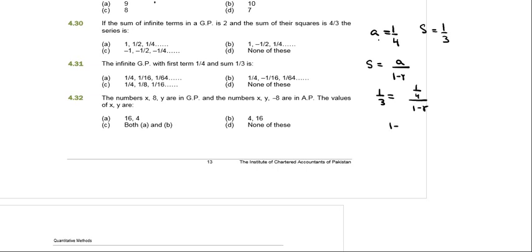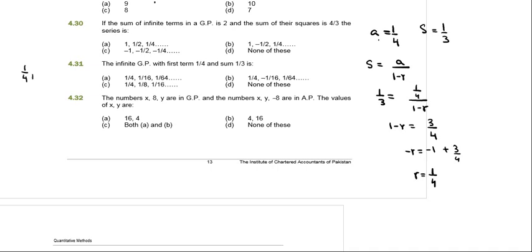This will become 1 minus R equals 3 divided by 4, minus R equals minus 1 plus 3 divided by 4, and R will be equal to 3 divided by 4 minus 1 multiplied by minus 1, which will be 1 over 4. Now since we know that our A is 1 over 4 and R is 1 over 4, our first term will be 1 over 4.